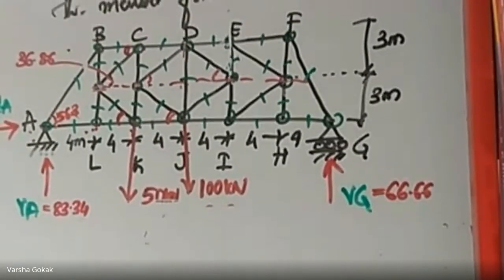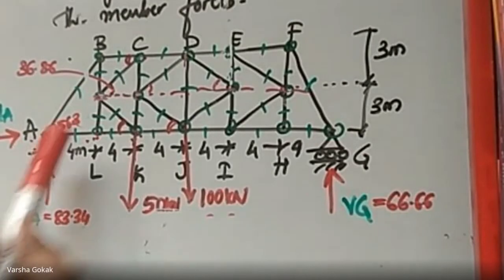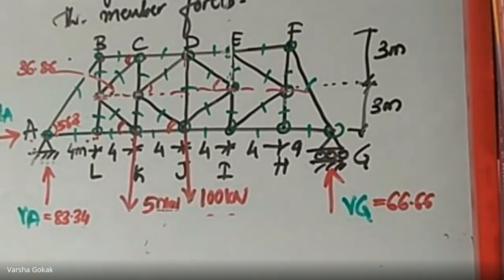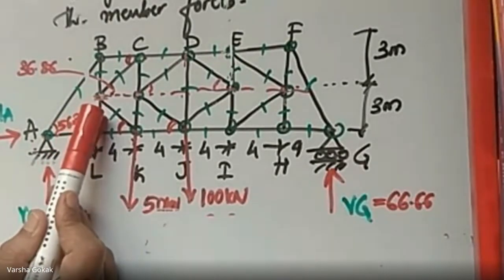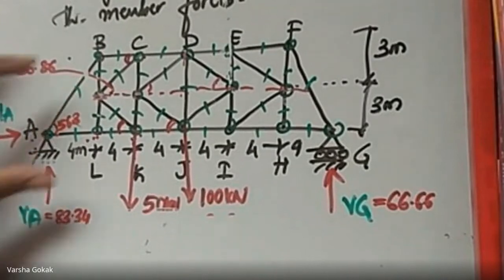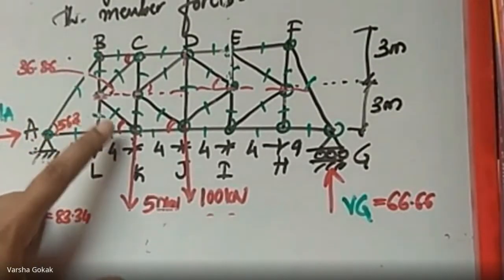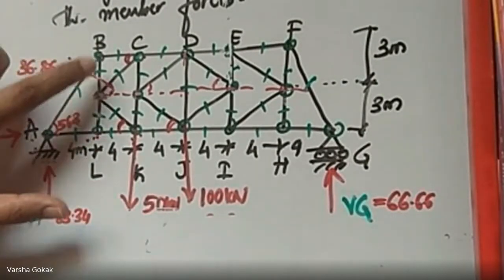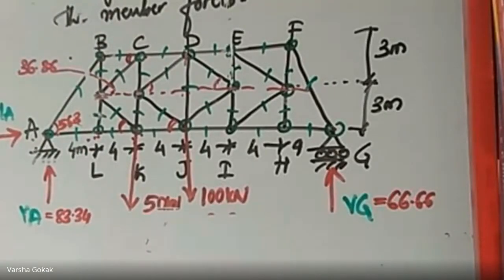Look at the diagram. Which joint shall we go to next? We are done with A. Should I go to B or should I go to L? L has got two unknowns. B also has got two unknowns. Any joint is fine. Look at both. L is known, unknown, unknown. Joint B is known, unknown, unknown. So anything is fine. We'll go with joint B.